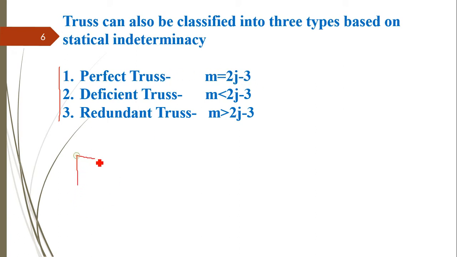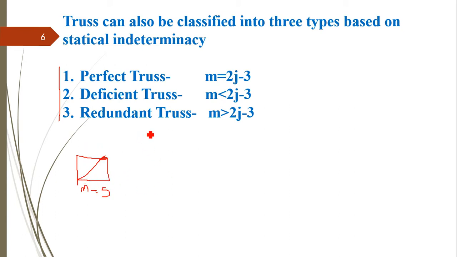If I am considering one figure, in this figure there will be a total of 1, 2, 3, 4 and 5 members. So M equals 5, and joints are 1, 2, 3 and 4. Substituting 4, 4 into 2 is 8, 8 minus 3 is 5. So M is 5 and 2J minus 3 is also 5. So 5 equals 5. So this figure is an example of a perfect truss.